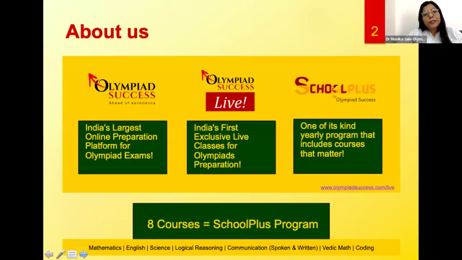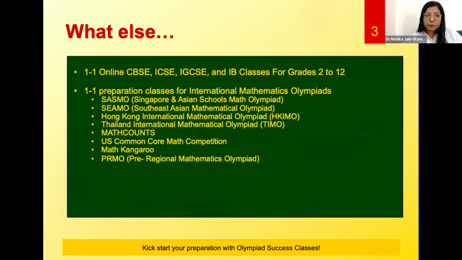As you are already aware, Olympiad Success is India's largest online preparation platform for Olympiad exams. Olympiad Success Live is India's first exclusive live classes for Olympiad preparation. And School Plus by Olympiad Success is one of its own kind of annual program that includes 8 important courses, which are mathematics, English, science, logical reasoning, communication, both spoken and written, Vedic math, and coding.